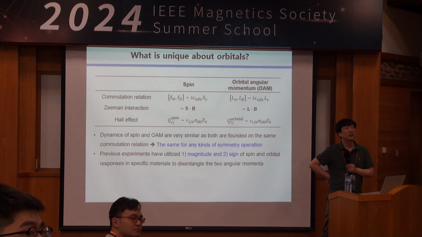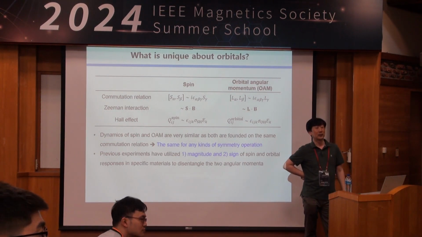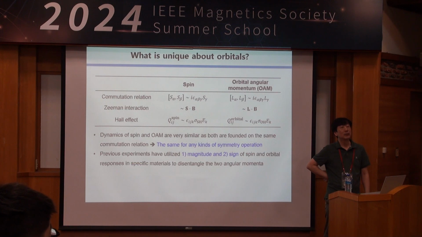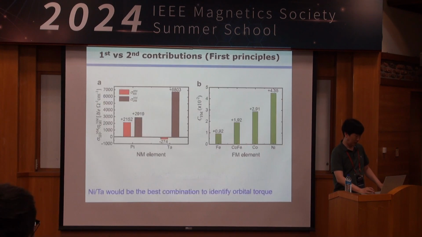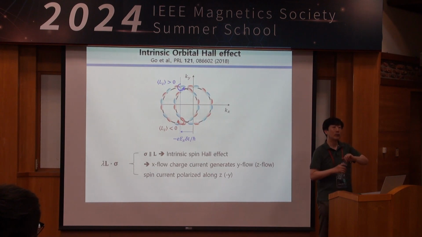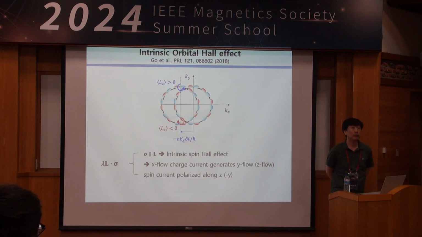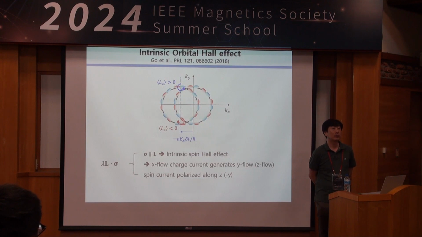I have a question about the orbital current direction. If you go to the intrinsic orbital Hall effect slide, on the upside it's showing it's going clockwise, and on the downside it's going counterclockwise. So when the orbital current is flowing, suppose in the experiment, from tantalum to the magnetic layer, the tantalum is at the bottom. So the orbital current direction in that case, and when the tantalum is on top of the magnetic layer, the orbital current direction and the orbital current polarization, will they be the same or different?